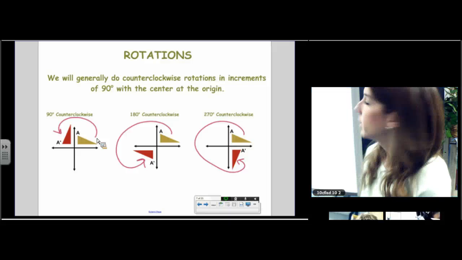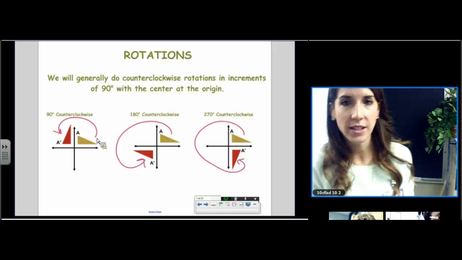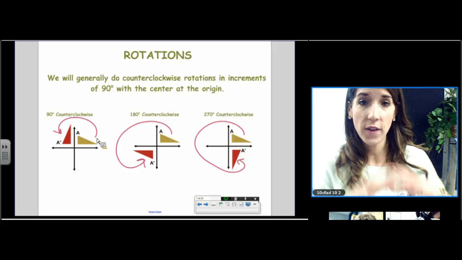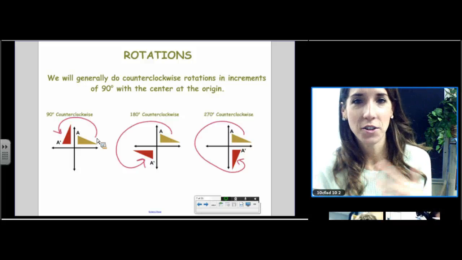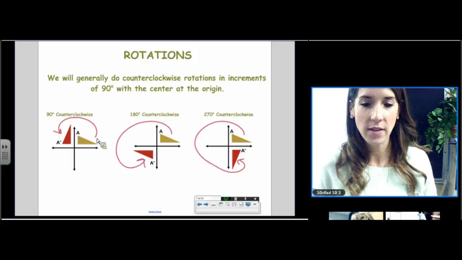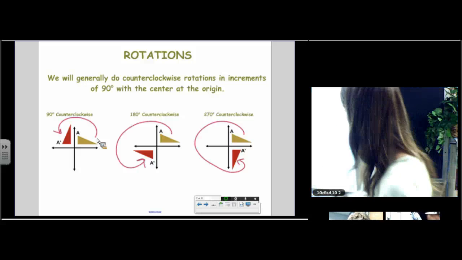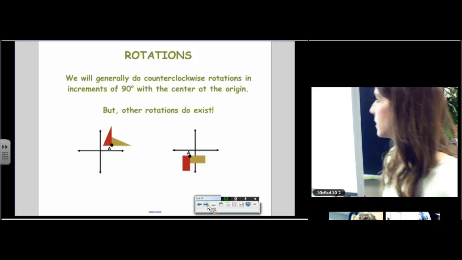Okay, so if your entire figure is in the first quadrant, then when you rotate it 90 degrees, it'll end up in the second quadrant, 180 it'll end up in the third, and 270 it'll end up in the fourth. One quadrant for each increment.